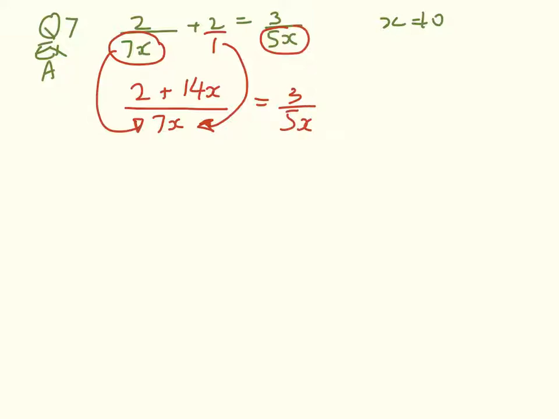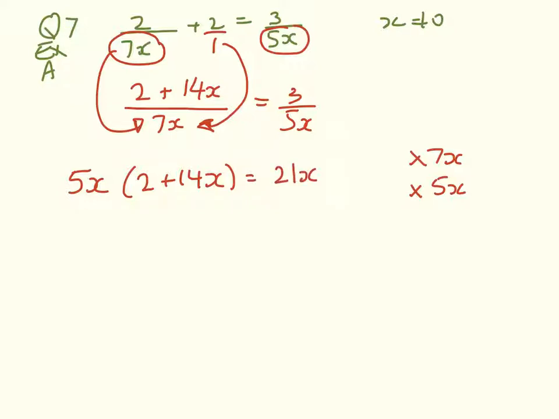Next thing I'm going to do is to cross multiply. So I'm multiplying both sides of the fraction by 7x, and at the same time I'm multiplying both sides of the fraction by 5x. The equation will stay balanced as long as I do the same thing to both sides of the equation. So here's what we end up with. We get 5x times (2 plus 14x) equals 21x. Expanding that now, I get 10x plus 70x squared equals 21x, and that's a quadratic.